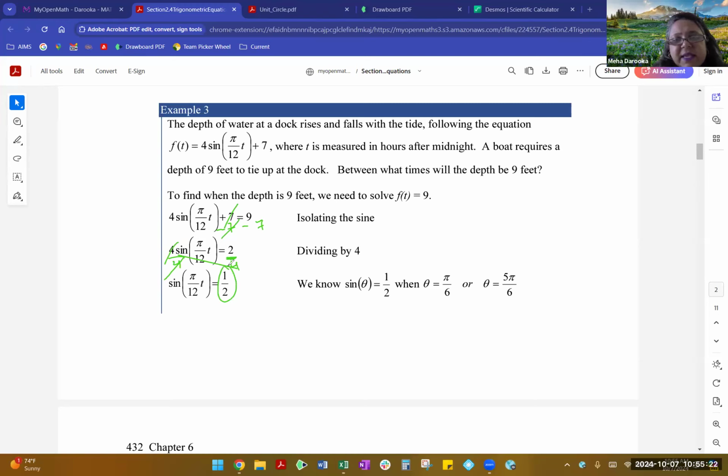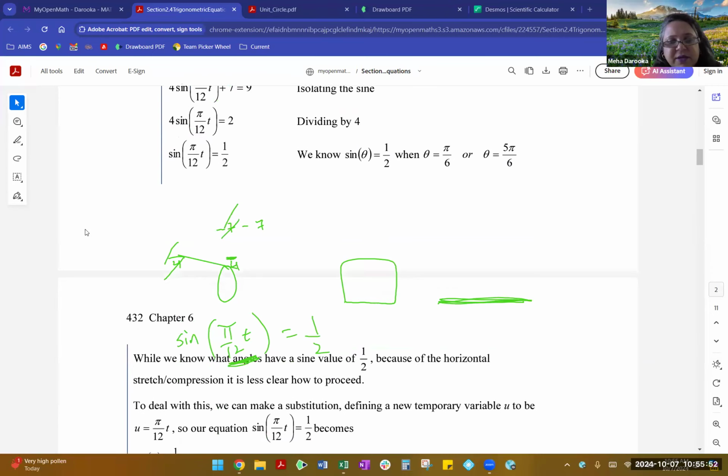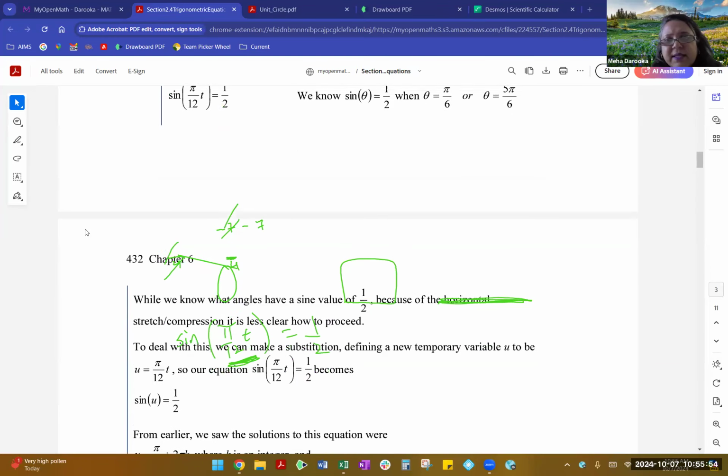So now we're basically saying, okay, if sine of pi over 12 times t is equal to 1/2, then at what angle does that happen? So again, you know sine of 1/2 happens at these two angles. So we need to try and use that to basically help us simplify this little expression of pi over 12 times t, right?